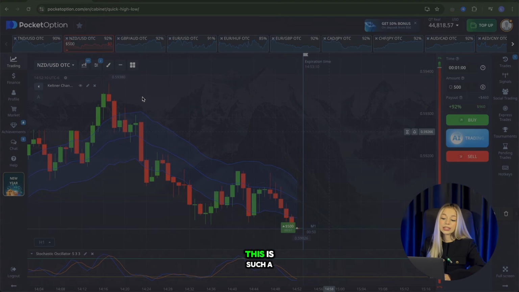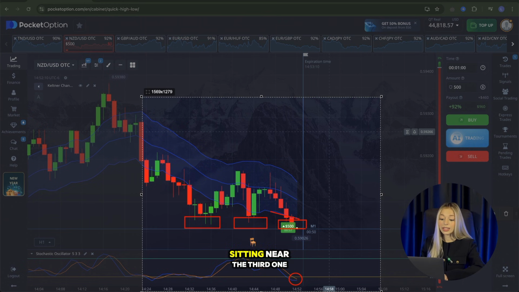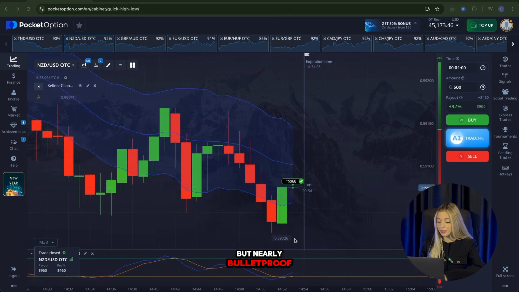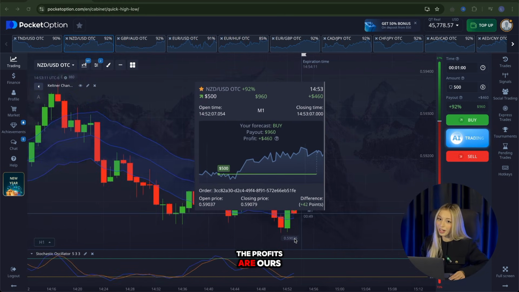And here's why this is such a strong setup. The price is moving back into the channel, confirmed by the stochastic oscillator, but that's not all. Also, we noticed three distinct bounce points with the current price sitting near the third one. These bounces form a support level, making this signal not just strong but truly bulletproof. Oh, and look at that! Just as I said, the profits are ours.